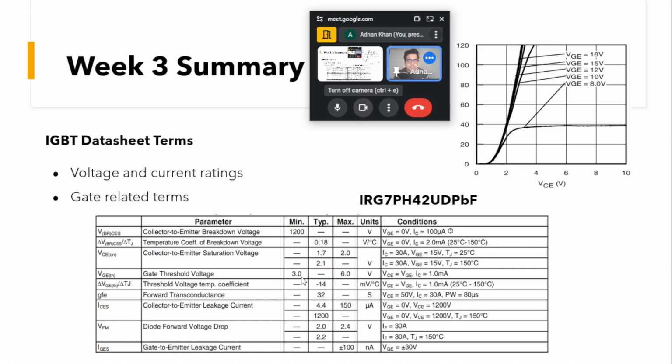After this voltage, our device will go into conduction, as we are seeing, and below this voltage it will be in the cutoff or forward blocking state. Similarly, other terms like collector emitter leakage current, diode forward voltage drop, gate to emitter leakage current, and all the other terms will be provided in the data sheet.